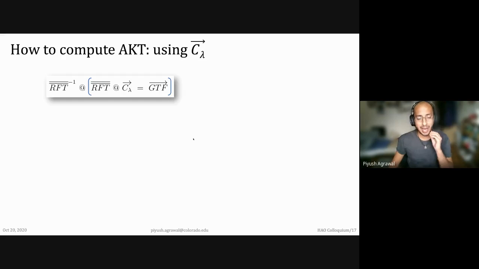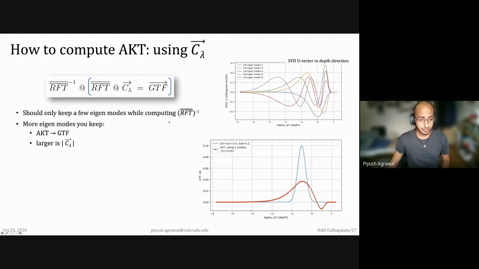So again, you're back to the linear system of equations. You're solving for coefficients so that your response functions become the target function. The logical way is to find the response function inverse, which you multiply on both sides to get the coefficients. In OLA, the basic intention is also that you should keep only a few eigenmodes while computing the inverse. It will become clearer why in a few slides.